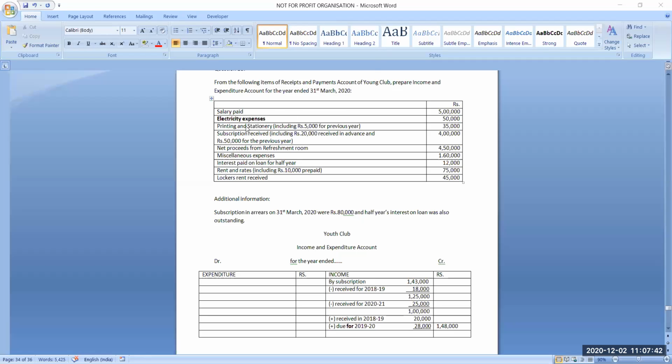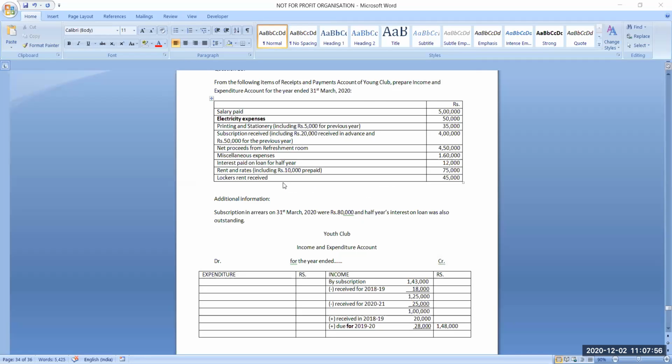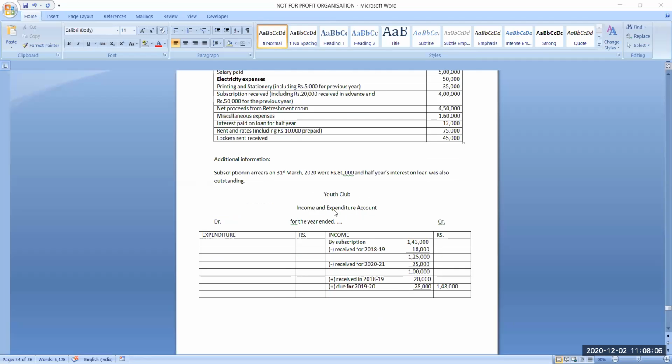So salary paid, electricity expenses, printing and stationery, subscription received, net proceeds from refreshment room, miscellaneous expenses. A lot of simple information is given, and additional information, some adjustments, you have also been given. Now we will prepare the income and expenditure account.